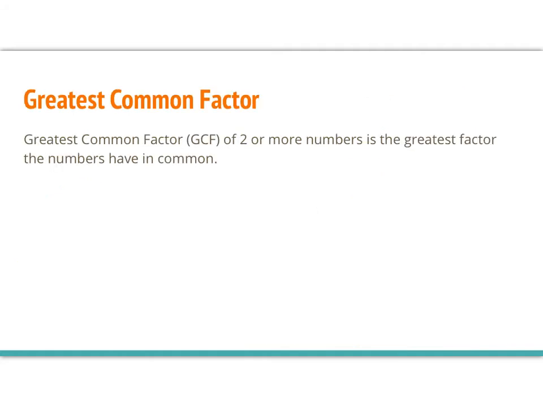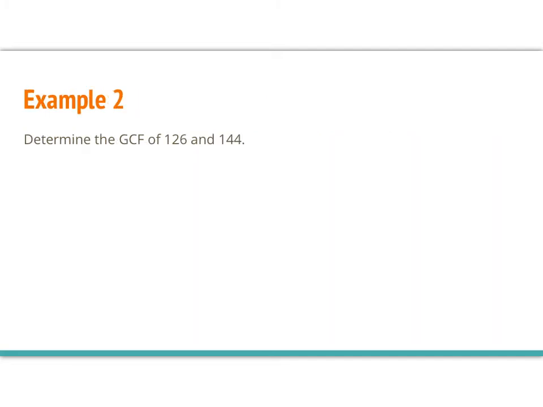Okay, the greatest common factor, or GCF, of 2 or more numbers is the greatest factor that the numbers have in common. So how we're going to do this is we're going to write the prime factorization of each number. If we're looking at our two numbers here, 126 and 144, it's not really clear what the biggest number that both of these can be divided by is. So I'm just going to quickly do that, and it should just appear on your screen as one.